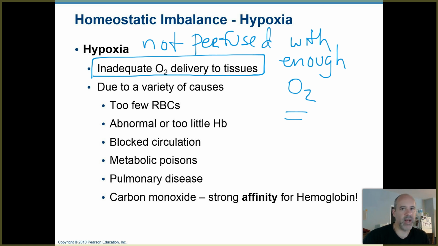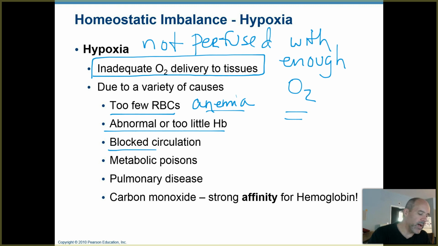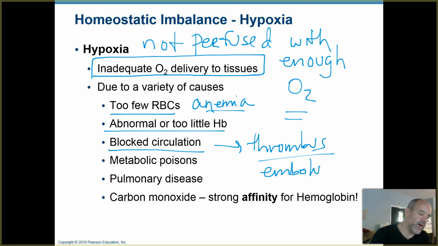Lots of causes of hypoxia. Some of these we've already talked about in previous units. Not having enough red blood cells, that's anemia. Not producing adequate hemoglobin. There are types of anemia where hemoglobin production is screwed up. Anything that blocks circulation, like a thrombus or an embolus. An embolus is a traveling thrombus. We've talked about that before. Atherosclerosis, cutting off the blood supply to tissues. That leads to hypoxia.